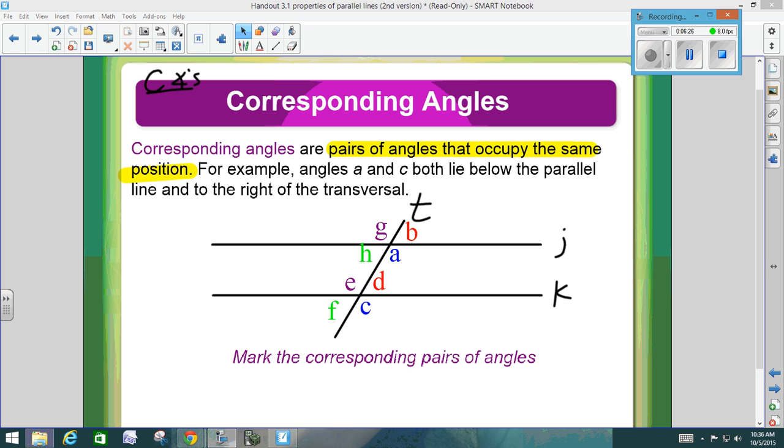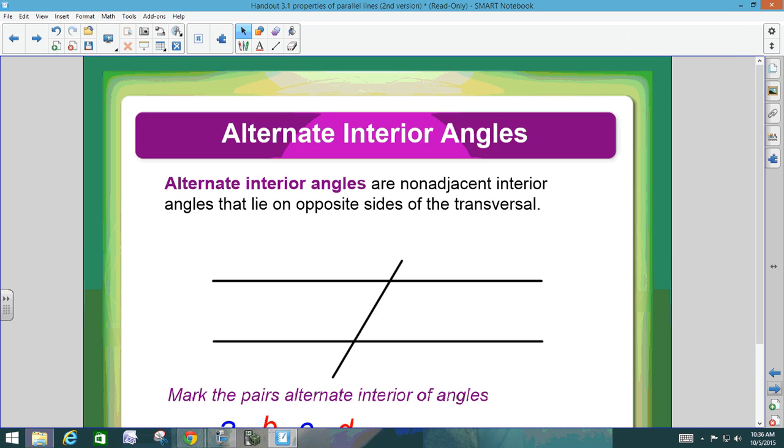Next pair of angles that come from 2 lines in a transversal are called alternate interior. Read carefully. Alternate interior is the one below transversal on those blanks. You're filling in the second blank. Okay. Alternate interior angles are non-adjacent interior angles that lie on opposite sides of the transversal. Non-adjacent interior angles on opposite sides of the transversal. Alternate interior.